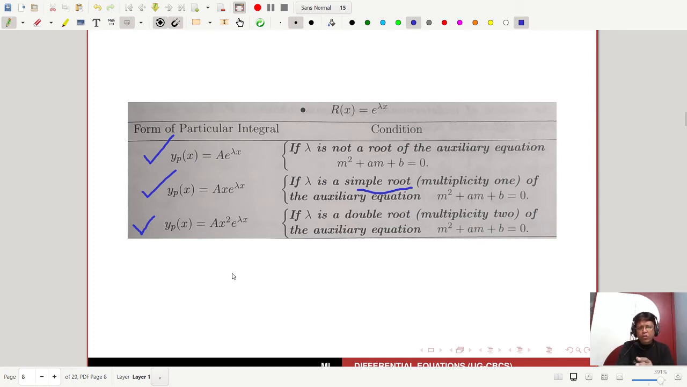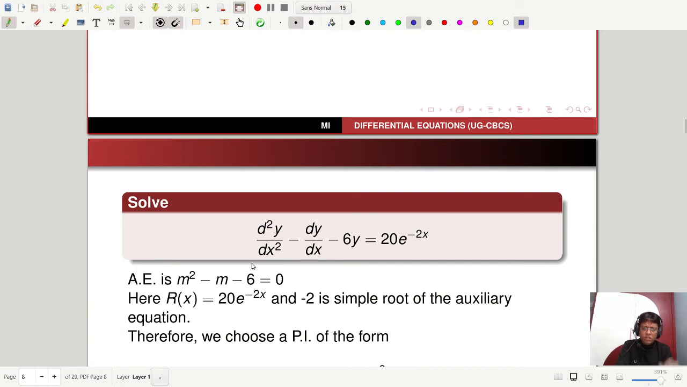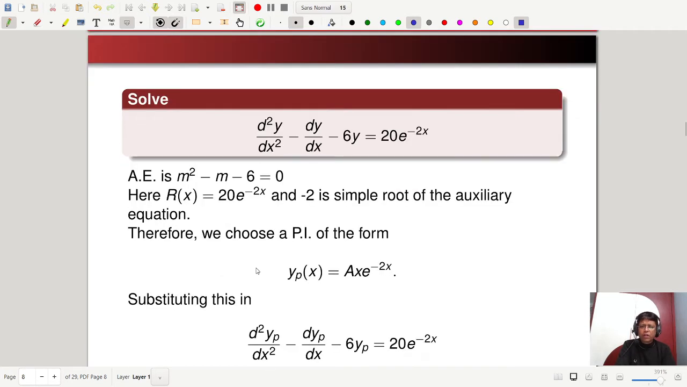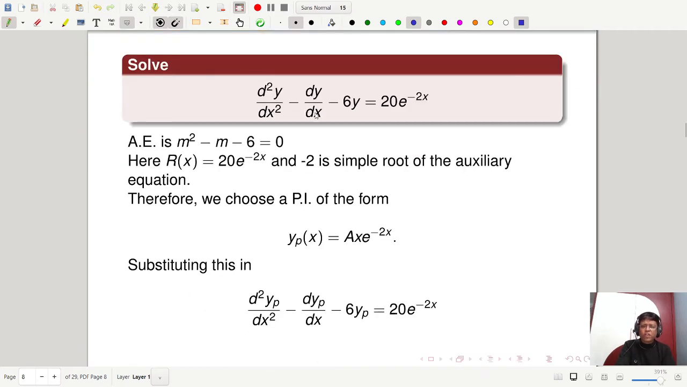So if lambda is not a root, your yp will be a e to the power lambda x. If lambda is a simple root, your yp will be ax e to the power lambda x. If lambda is a double root, your yp will be ax squared e to the power lambda x. Now let's try with an example. This is the differential equation, second order differential equation with constant coefficient, linear differential equation. And look at that, your Rx is this one. This is your Rx, right?